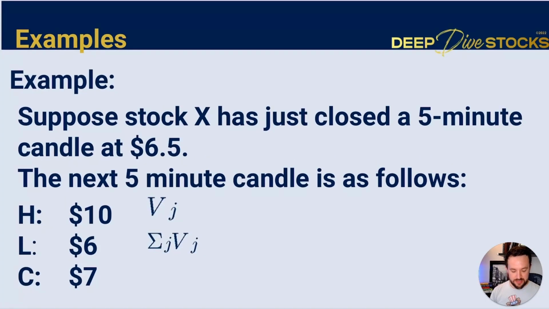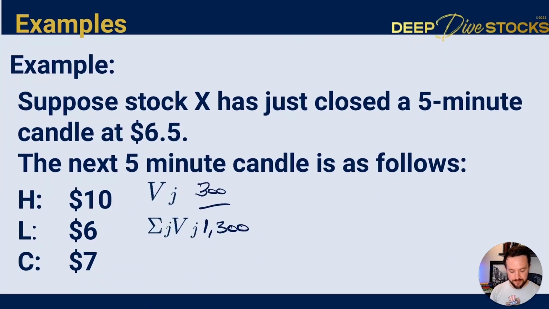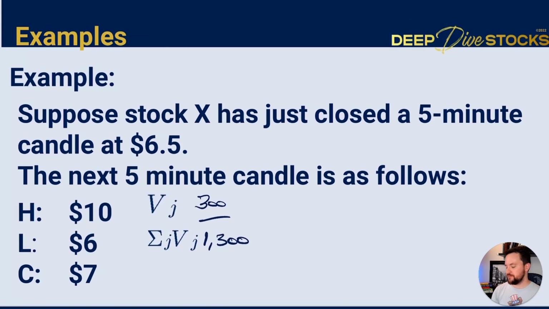Let's do this again, but this time let's adjust the volume a little bit. Let's kind of get a feel for how volume changes. So let's say in the same 5-minute candle, our volume was 300, which puts our total volume now at 1,300. I had to make sure I was doing my math right.